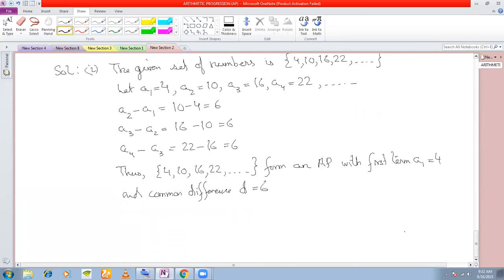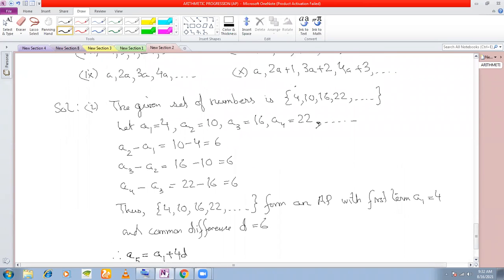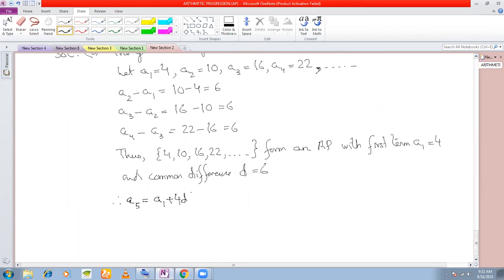So how to write down the next 3 terms? The terms are given only till A4. So what should be A5? A5 must be equal to A1 plus 4D, because see, if you know the first term and the common difference, this term is A1. This term is A1 plus D. This term is A1 plus 2D. This term is A1 plus 3D. The next term should be A1 plus 4D. Let's find out the next term. A1 here is 4 and D here is 6. So 4 plus 24, which is 28.